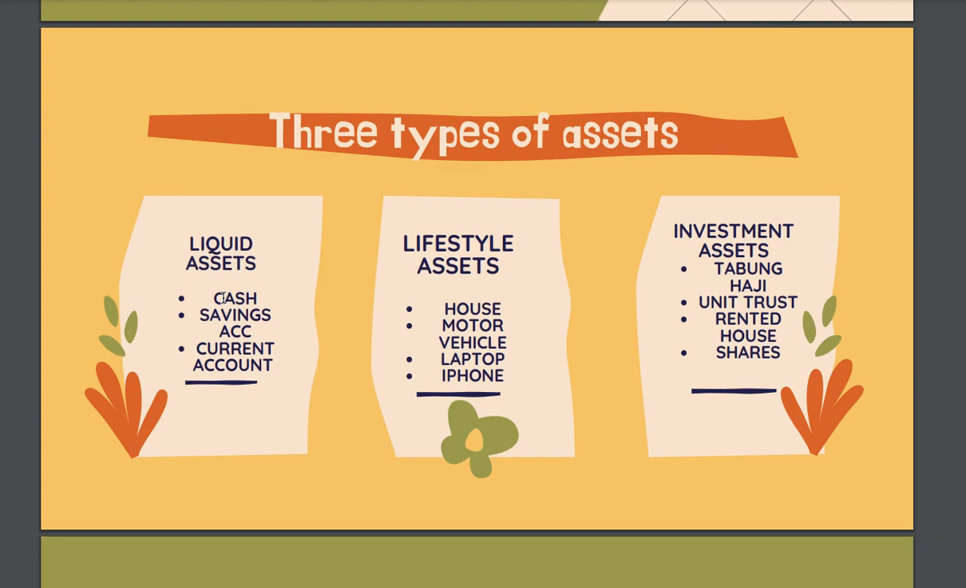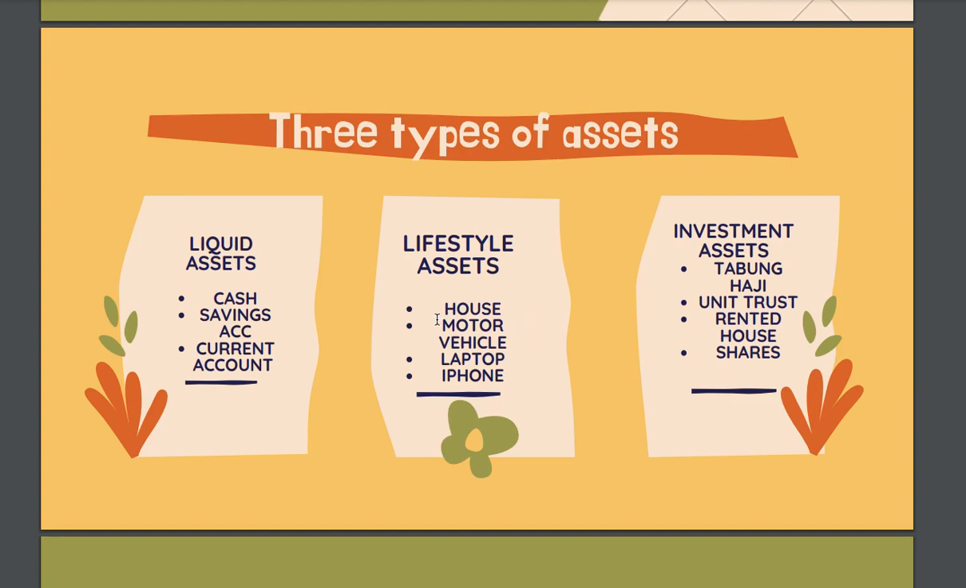Next, the lifestyle assets. Lifestyle, such as a house and then motor vehicle. Here you can be more specific. So for the house, let's say a semi-D house, or the bungalow, or apartment.